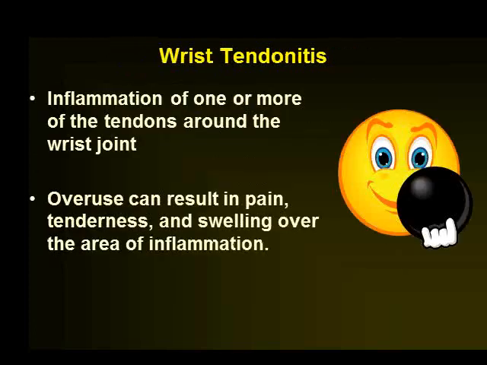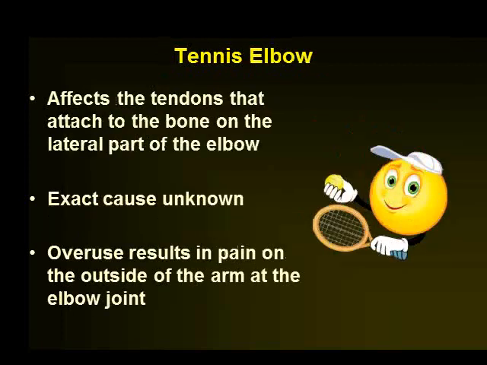You can get wrist tendonitis from certain types of activities, and this is appropriate because bowling tends to be a big one. Inflammation of one or more of the tendons around the wrist, and overuse can result in pain and tenderness, swelling in those areas. Tennis elbow, another one that's fairly common.